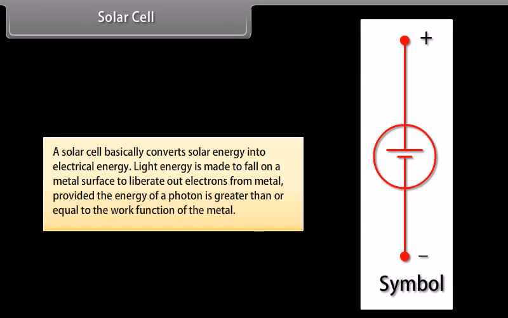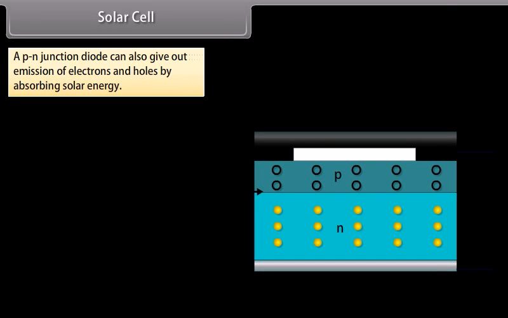Solar cell. A solar cell basically converts solar energy into electrical energy. Light energy is made to fall on a metal surface to liberate electrons from the metal, provided the energy of a photon is greater than or equal to the work function of the metal. A p-n junction diode can also give out emission of electrons and holes by absorbing solar energy.